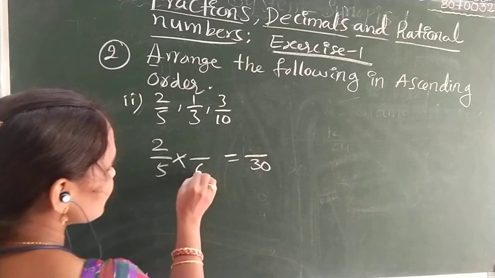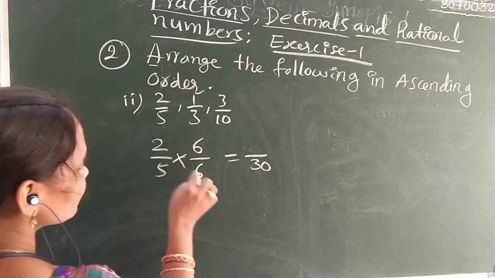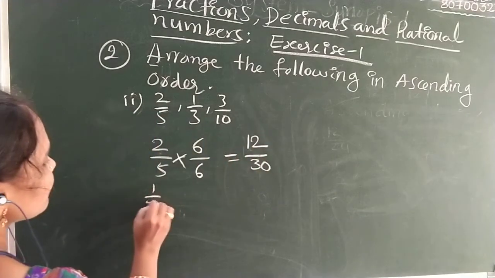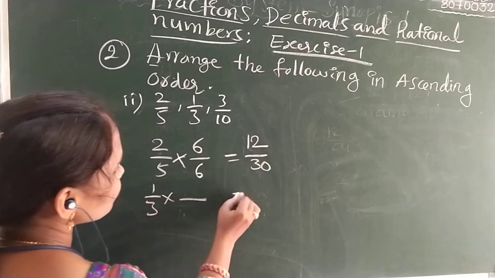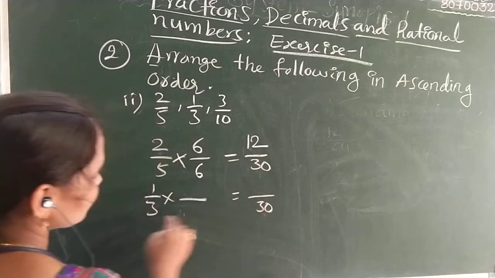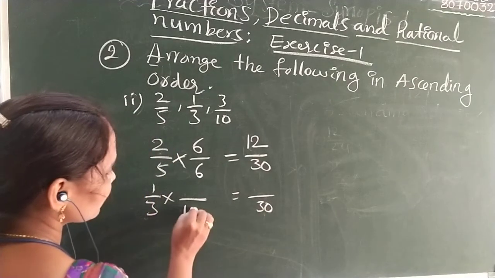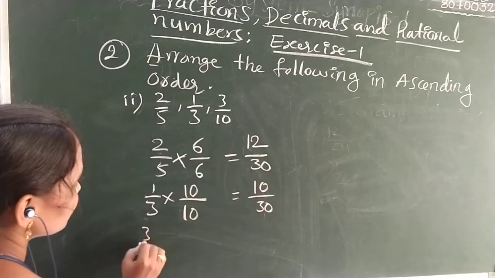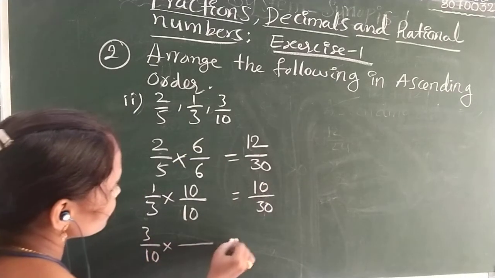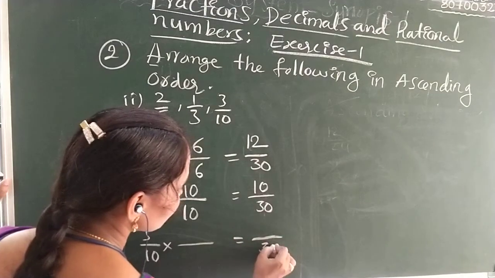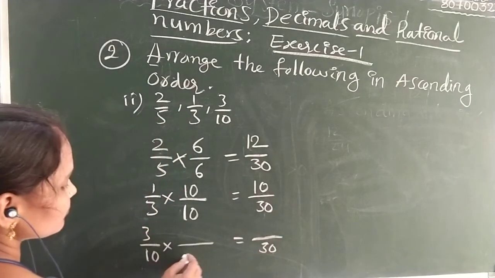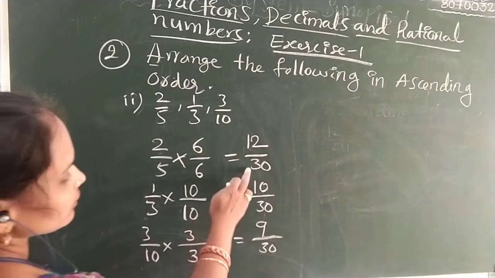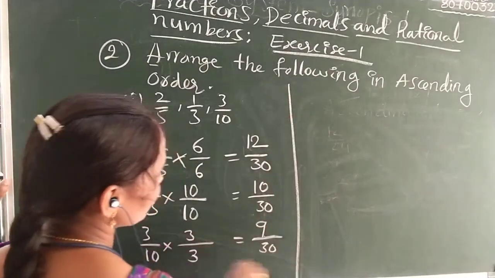5 6s are 30, so we take the 6 table here. 2 6s are 12. Next, 1 by 3. Which table can we take here? For 3, the 10 table. 1 10s are 10. Next, 3 by 10. For this, which table can we take to get 30? 3 table. 3 3s are 9. Now we have converted them into like fractions.